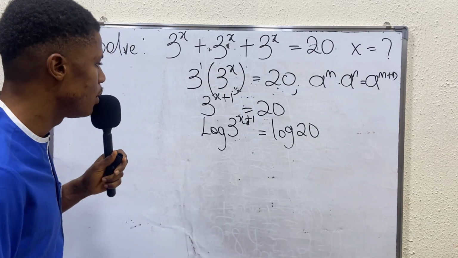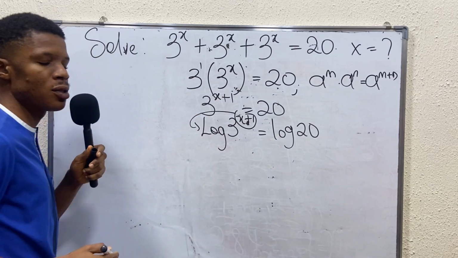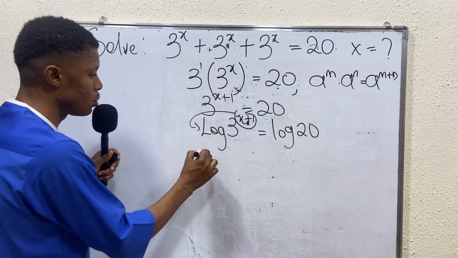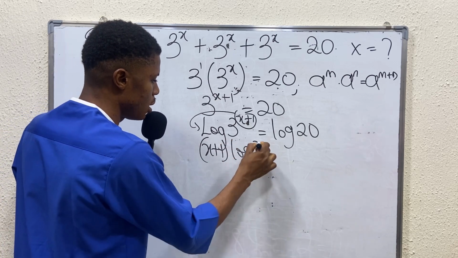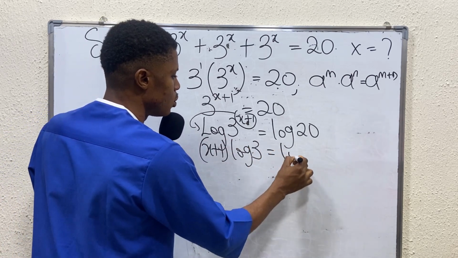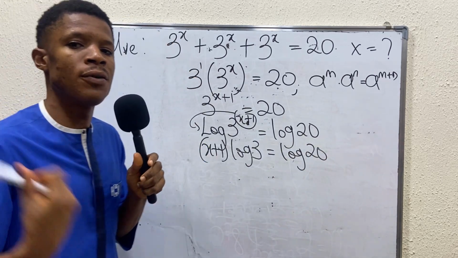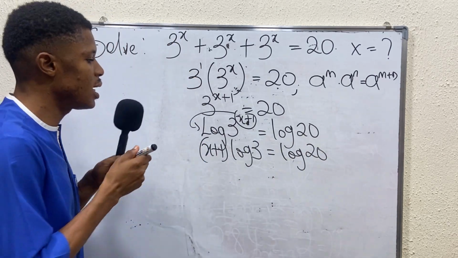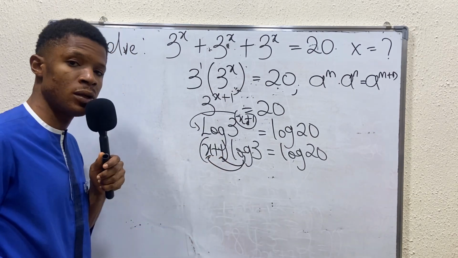Observe another thing. What do you observe here? You can clearly see that logarithm allows us to multiply the power to the exponent, right? So we have to multiply x plus 1 to log 3, and that's equals to log 20. Mind you, actually, we are looking for x.